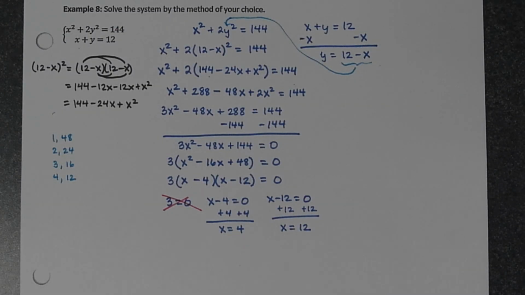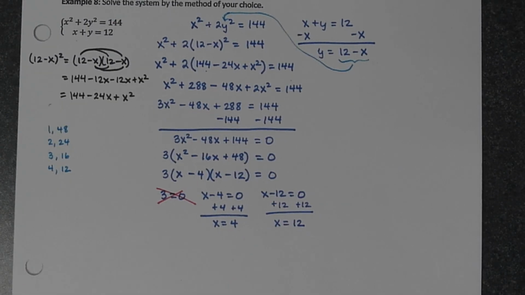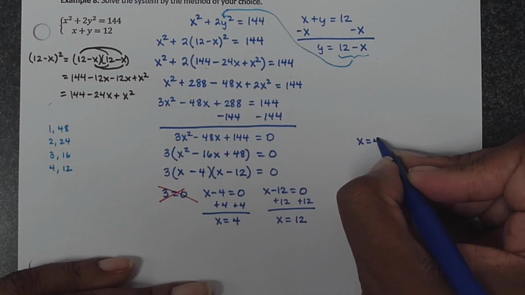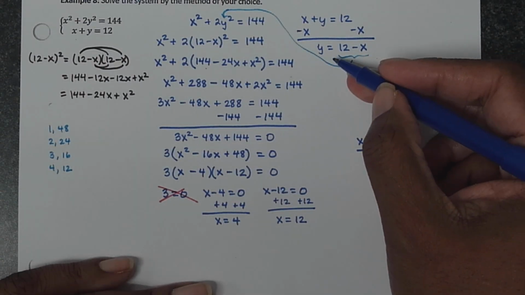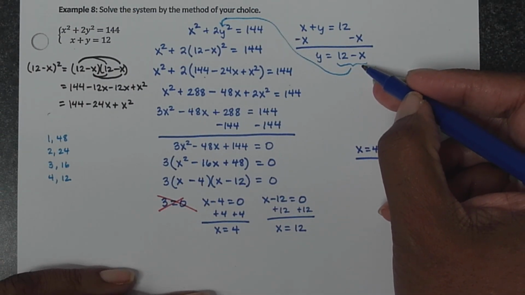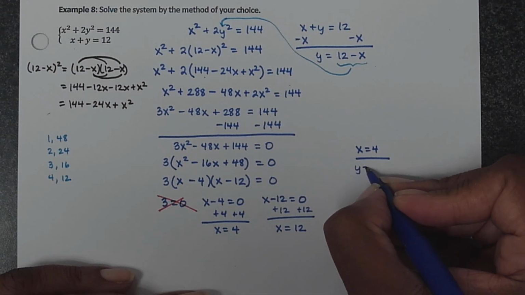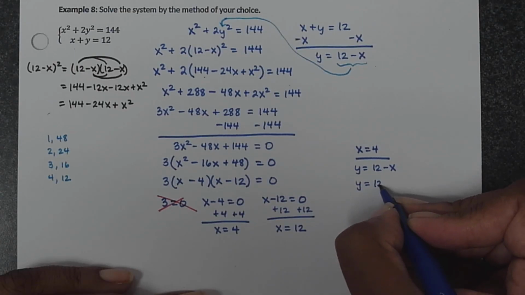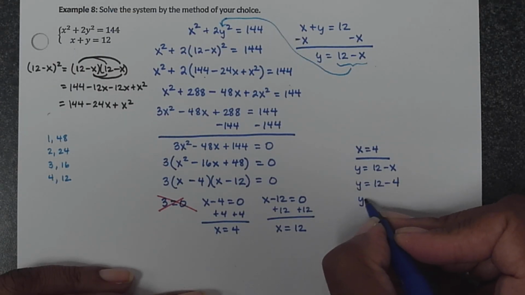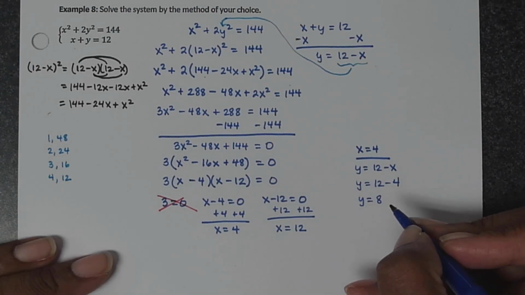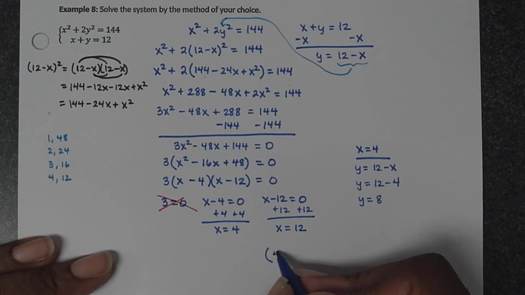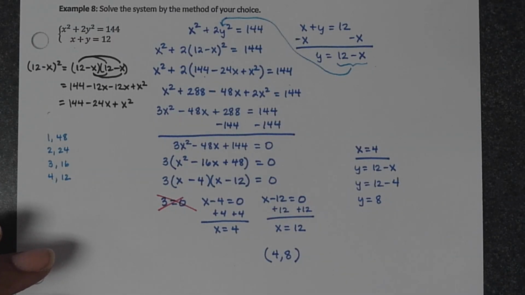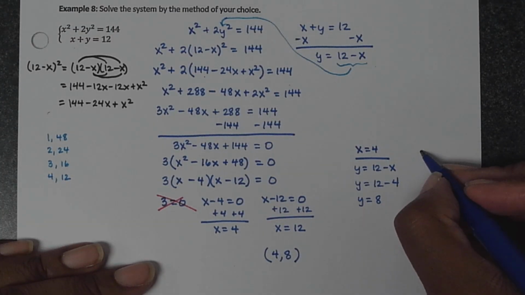Now let's find out what our y coordinates are going to be for each of these x values here. Let's start off with x is equal to 4. I'm going to use y equals 12 minus x, because I've already got that equation solved for y. Replace the x with 4, you'll get y equals 12 minus 4, and 12 minus 4 is 8. So one ordered pair that satisfies this nonlinear system would be when x is 4, the y value came out to be 8. So I got 4, 8 as one ordered pair.